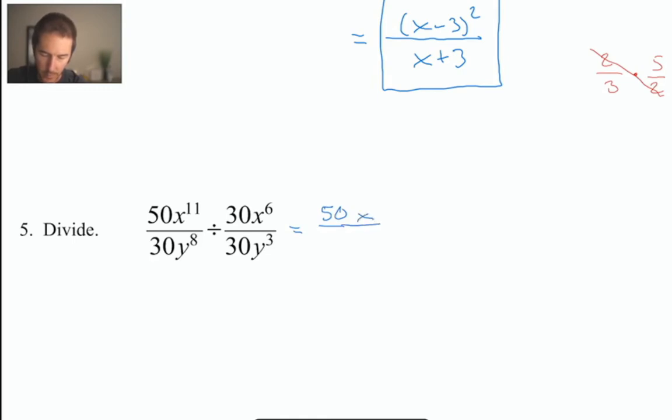50x to the 11. Let's make it look like an 11. Now it just looks like scribble. Let's try that again. There we go. Over 30 times y to the 8 times, and then flip this fraction. We've got 30y to the 3rd on top, 30x to the 6 on the bottom, and now we can proceed.